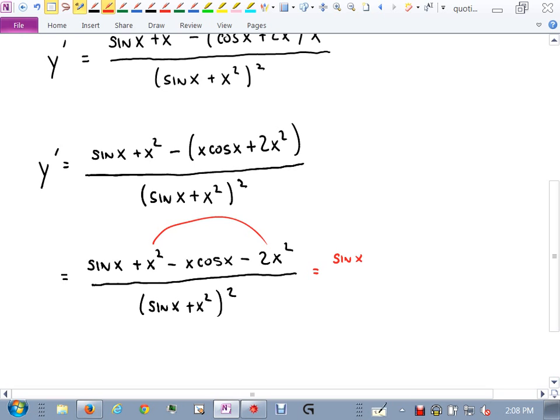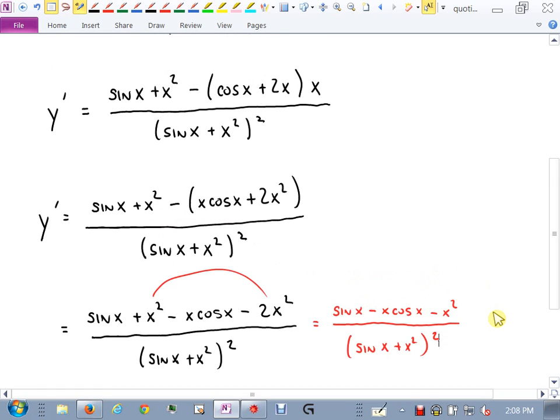Sine x minus x cosine x minus x squared over all that stuff squared. What do you think? That's it. That's the end.